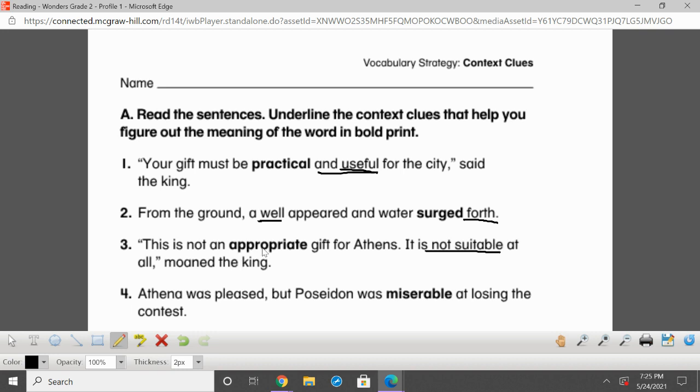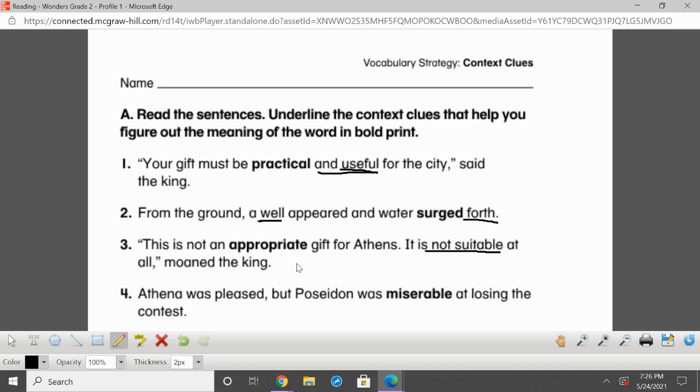So this is not an appropriate gift for Athens. It is not suitable. So I can kind of put together that appropriate means that it's not right. It's not an okay gift for the situation. It's not an appropriate gift, right? It's not something that should be given as a gift in this situation.